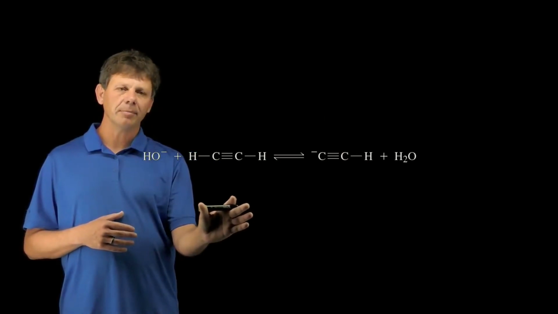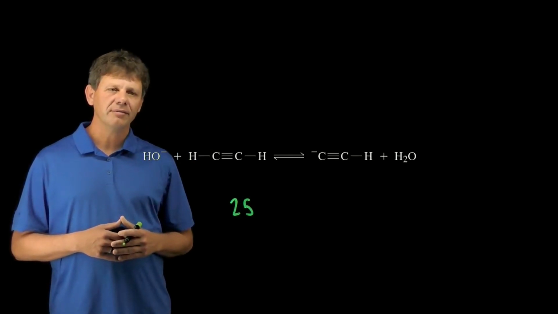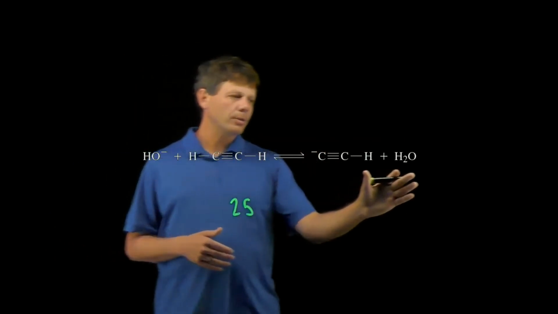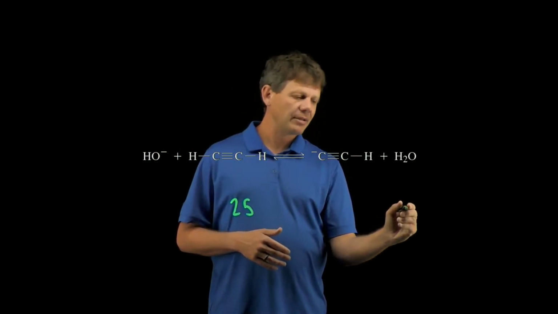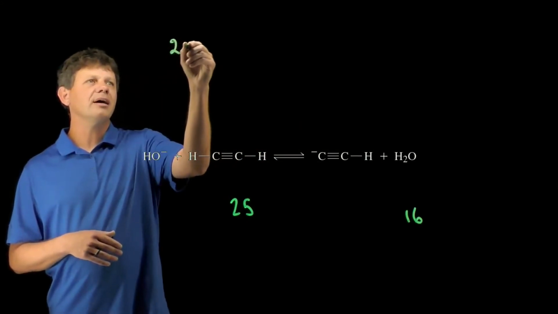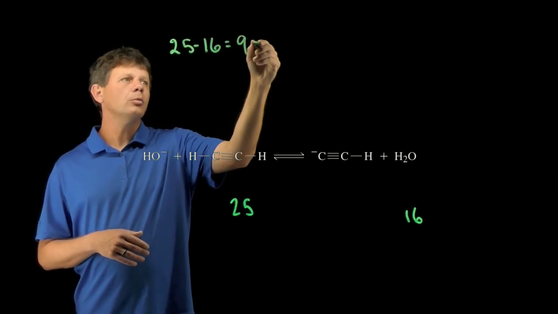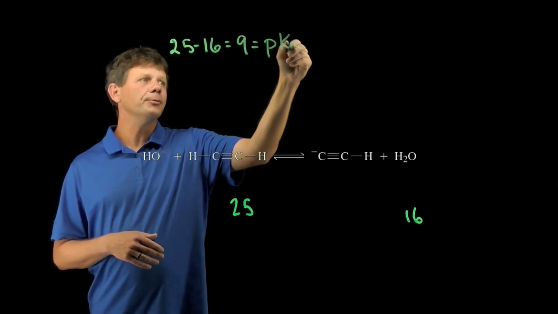So let's start with the pKa of acetylene. That pKa value is 25. The acid on the right side of the reaction is water. Water has a pKa of 16. So we can do 25 minus 16, which is going to equal 9, which is equal to the pKeq.